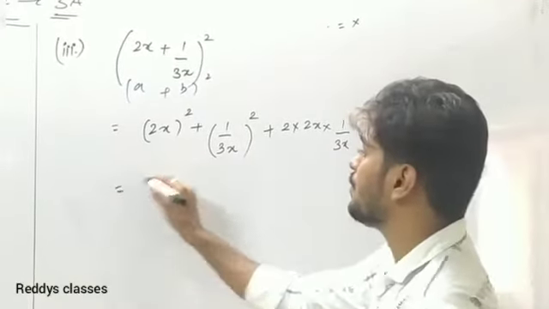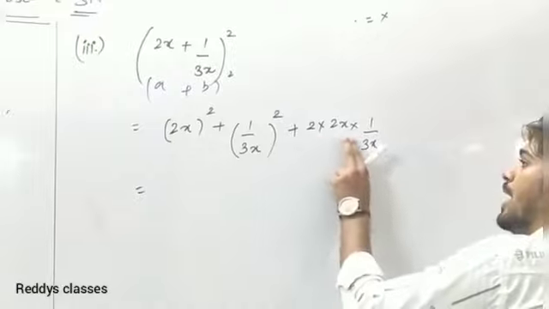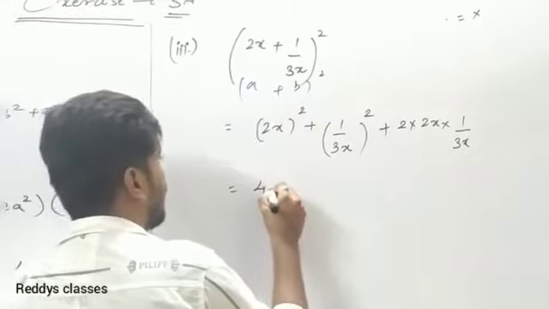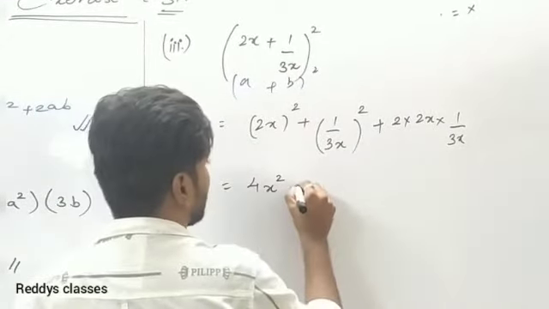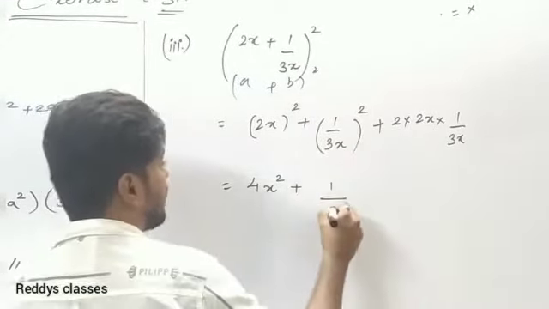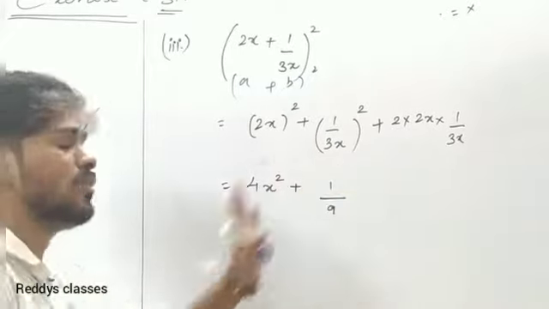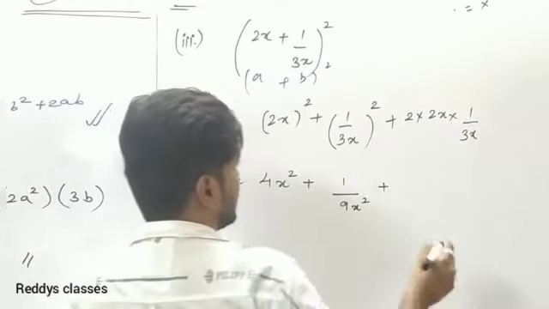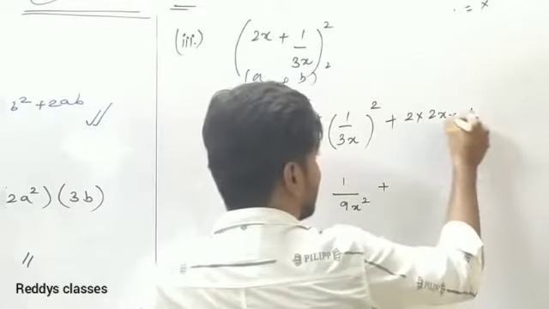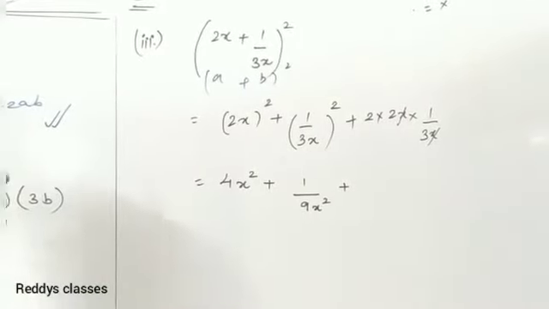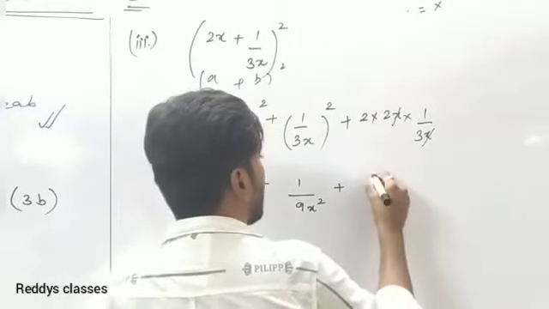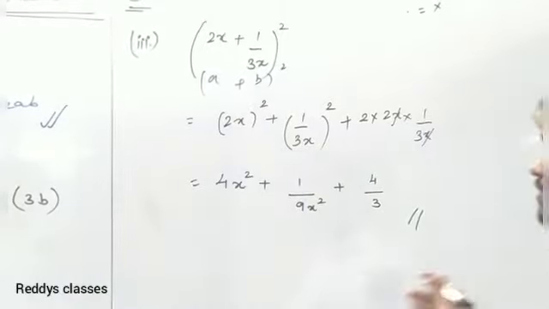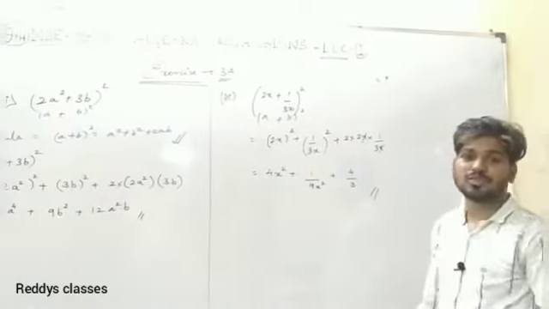First of all, I have a square plus b square plus 2ab. Now what is the square of 2? 4. x square is x square, plus 1 upon, what is the square of 3? 9, because the square of 1 is none other than 1. 9x square plus, now see, can I cut this x with this x? Yes, I can. So what value do we get? 2 to the 4 upon 3. That's it. You solve the sum easily. Okay. Let us go to the next questions now.